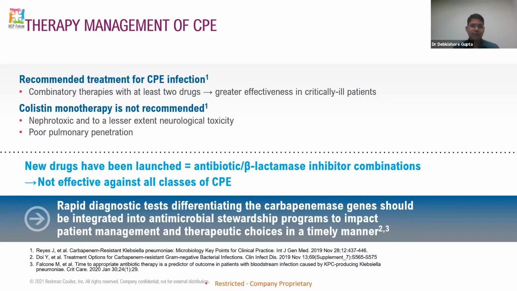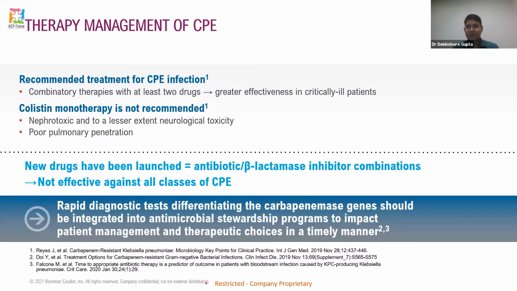And definitely colistin monotherapy is not recommended, and this is high time you must understand whether the other antibiotic which you have prescribed with colistin is really working, or this is just causing side effects only. And definitely colistin therapy as a whole has its own side effects, nephrotoxicity, and it also has poor pulmonary penetration. We are having new drugs which are going to be launched. Some of them have launched.